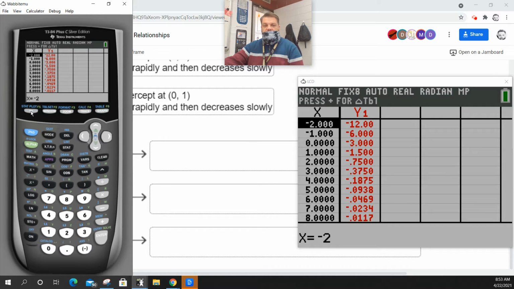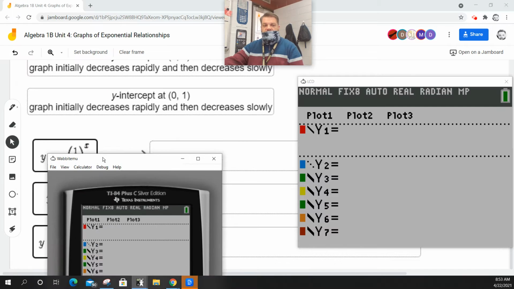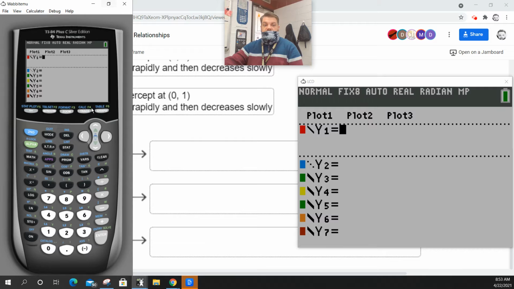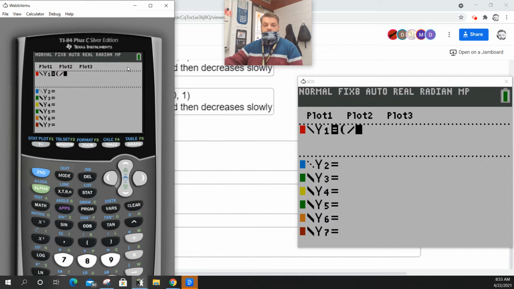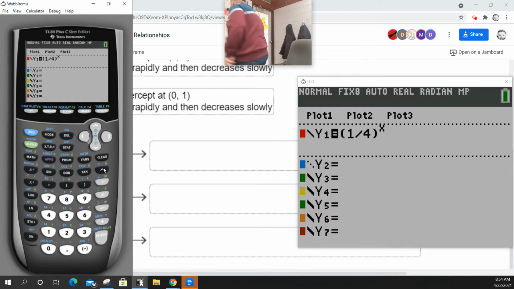that we're working on. So let me back out of this. Our first function that we're going to plug in is just 1/4 raised to the x. So I'm just going to say, in parentheses, 1 divided by 4 raised to the x. Now, if you can't remember how to hit the raise, remember it's this caret symbol. It's this bad boy right here.